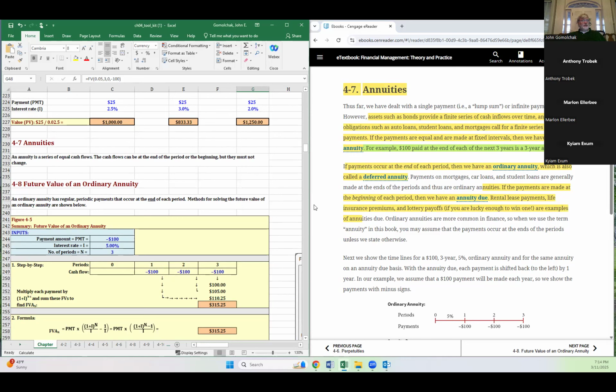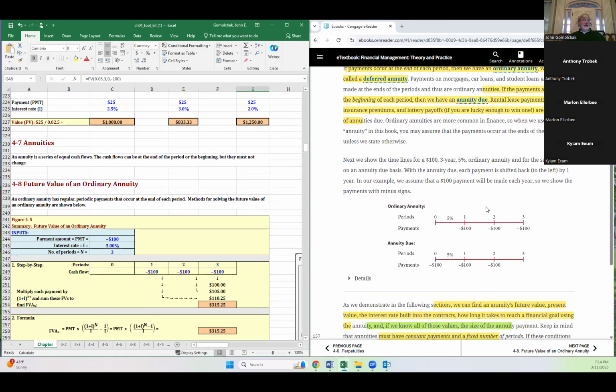Okay, so that's the rule. The payments are equal and they are made at equal intervals. That's an annuity. All right. So, for example, $100 paid at the end of each of the next 3 years is a 3-year annuity. And I'm going to skip down on the page here to the ordinary annuity. Okay, so they have 5% above the timeline here. So it's going to be a 5% annuity.